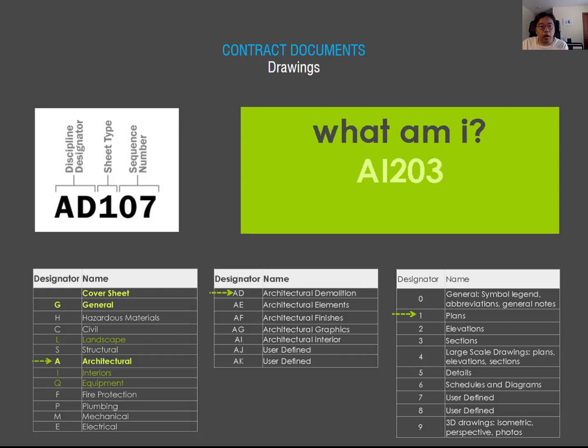So I think it's pretty easy to find out, right? So AI here is architecture interior, right? What about the 2? 2 is the elevation, and then 3 is the third elevation. Okay, so it means architecture interior elevation, and the third elevation for this sheet number. I think it's pretty easy to understand the designator and this system.